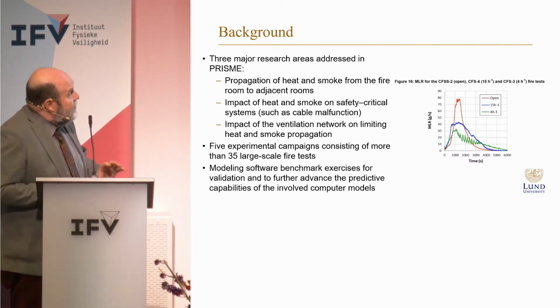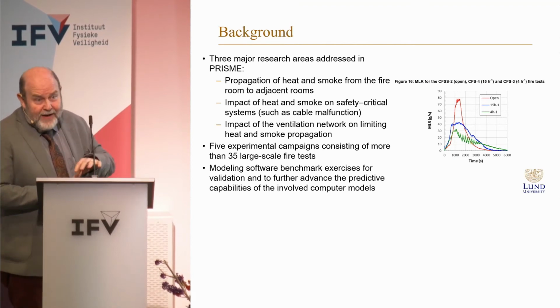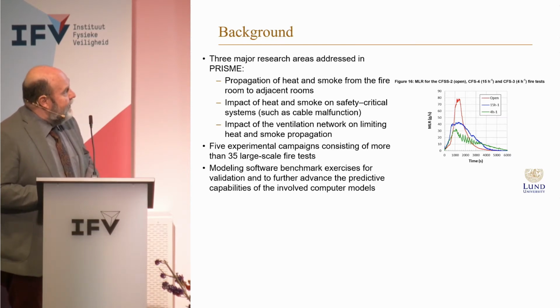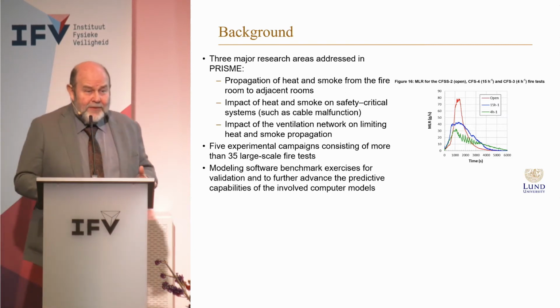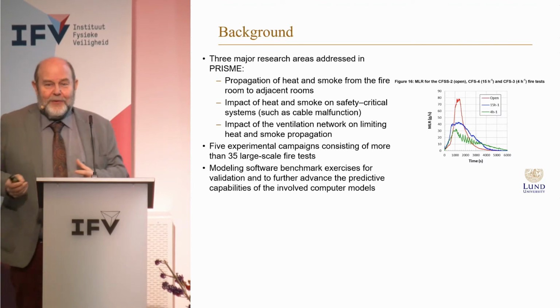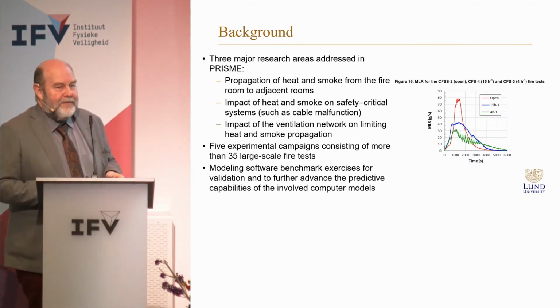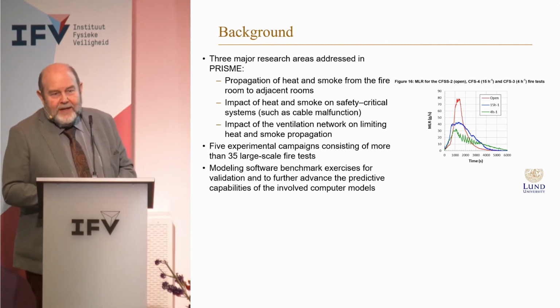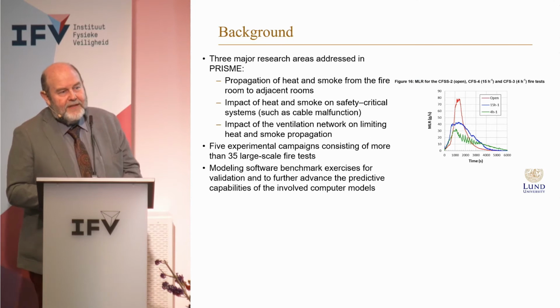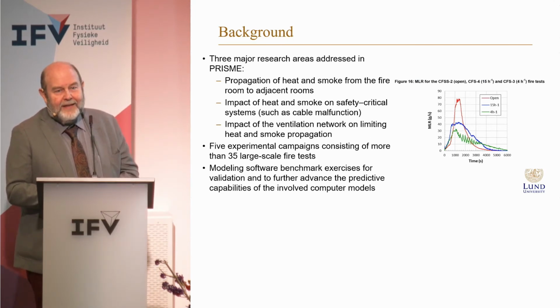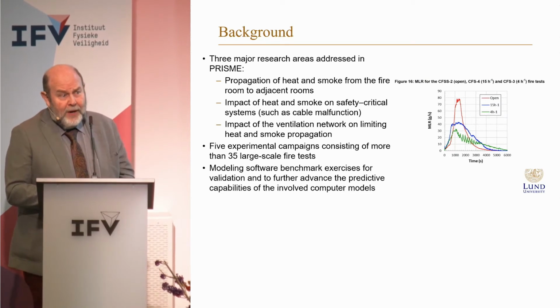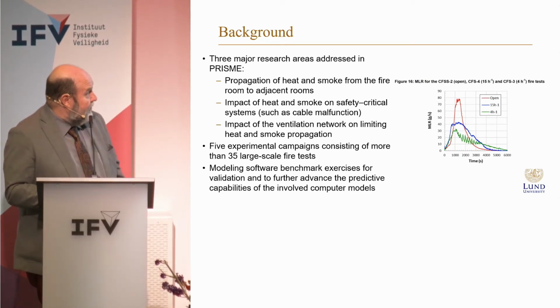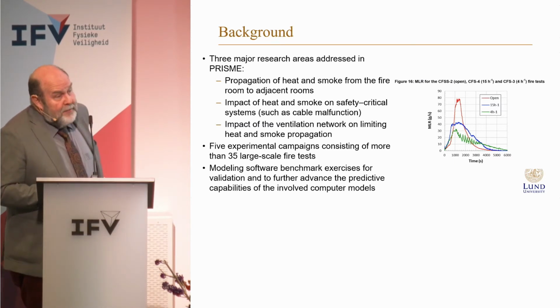So one of the things they studied was the propagation of heat and smoke from fire from one room to adjacent rooms. They also looked at the impact of that related to critical systems, and here we talk about cables. Cables can be, on one hand, a fire source, but on the other hand, they can be the target in case of a fire. I explain that simply. One cable maybe steers a pump for safety actions in the reactor area, and that cable has to function when there's a fire. And that's a big problem for nuclear power plants to know that. So that was part of the project also. And then, of course, the impact of the ventilation in limiting heat and smoke propagation.